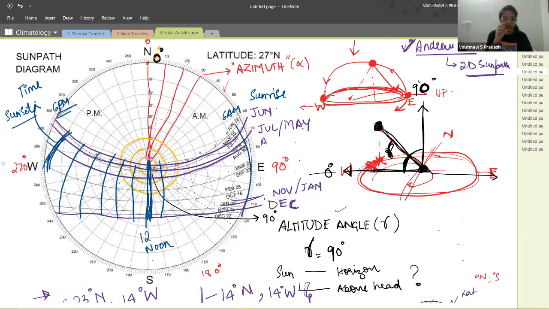So if I were to plot, say, Feb 28, 2 p.m., I would say that okay, the February line is over here, right? This is the Feb line. And on this line, 2 p.m. will be 12, 1, 2 here. So at this time, the altitude angle is say 90, 80, 70, 60, 50 degrees altitude. So my gamma is 50 degrees based on this concentric circle, right?